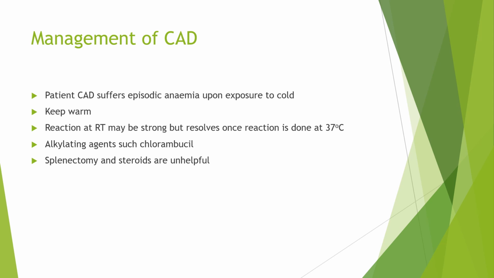Management of cold agglutinin disease is less complex compared to warm AIHA. This is because the patient only suffers episodes of anemia after exposure to cold. Therefore, it is important to keep the patient warm. After all, our body temperature is 37 degrees. So therefore, the autoantibodies are less likely to be reactive unless patient is exposed to cold condition. Alkylating agents such as chlorambucil may be helpful. However, splenectomy and steroids are reported to be unhelpful.